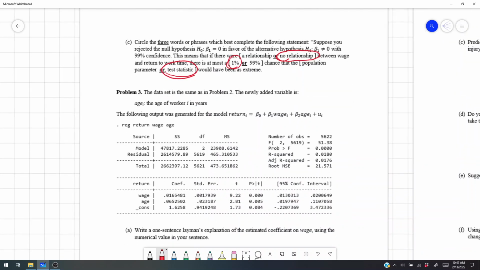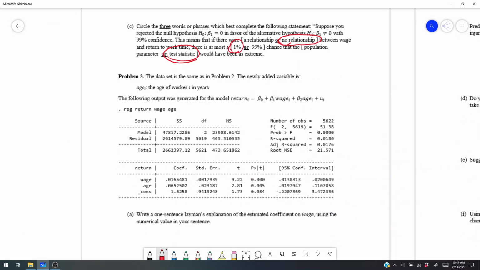Perfect. Problem 3, the data set is the same as in problem 2. The newly added variable is age. Okay, the idea is if you're older, you probably don't heal as quickly from certain types of injuries. Maybe older people are going to be out of commission longer after a work-related injury.